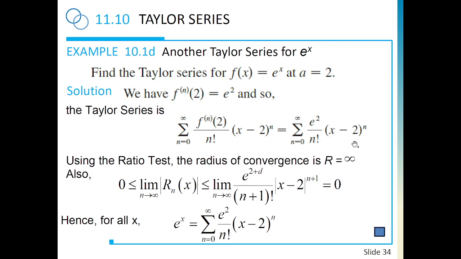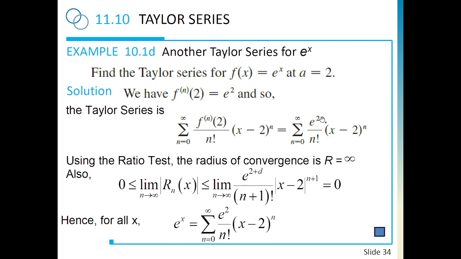Using the ratio test, I can again show that this series is convergent for all values of x. And then again, using the same trick, I can show that the remainder goes to 0. So the series here is convergent to exponential x also. Now what happened is I have 2 different series for the function exponential x. The first series was centered at 0. This series is centered at 2.